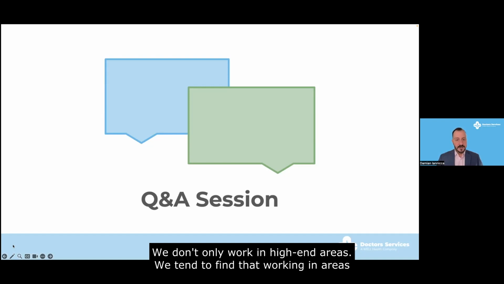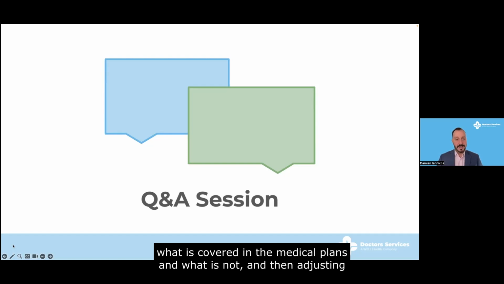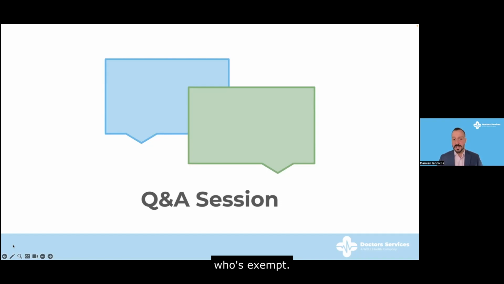We tend to find that when working in areas where there's low socioeconomic status, it's still important to notify patients about what is covered in the medical plans and what is not, and then adjust the rates accordingly. That way they can participate, or as the physician, you can determine who's exempt.